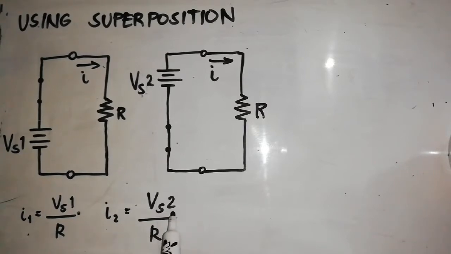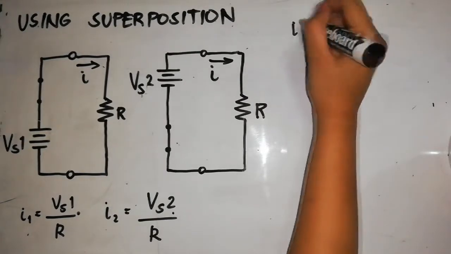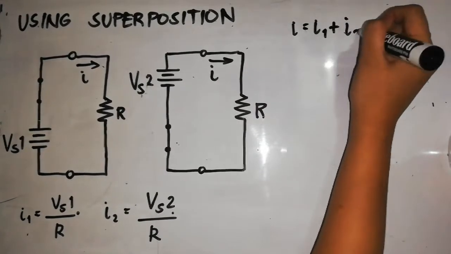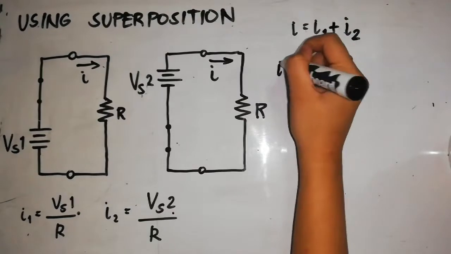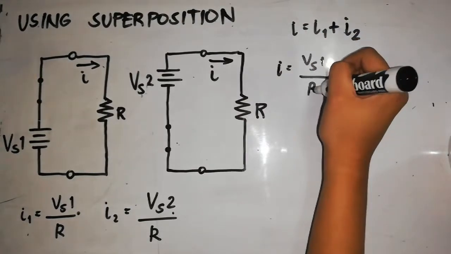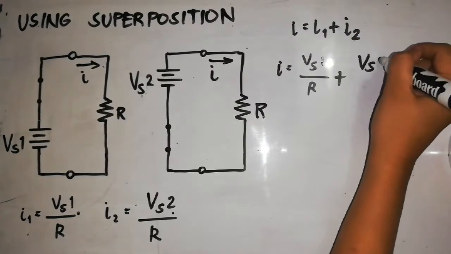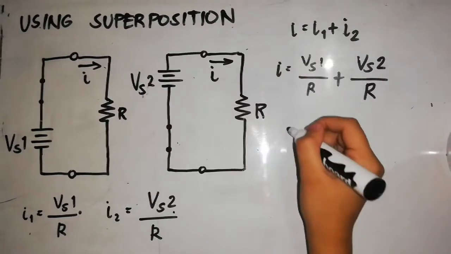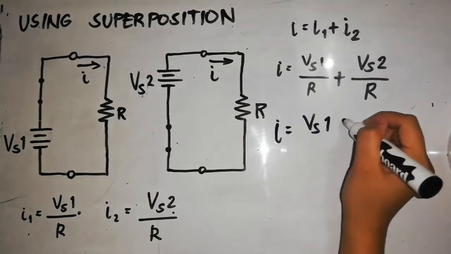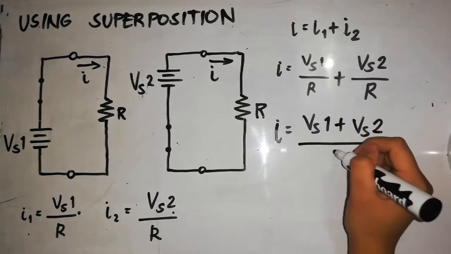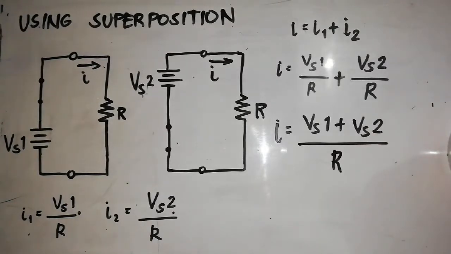The total current comes from superimposing the currents from each circuit. I is equal to I sub 1 plus I sub 2, where I is also equal to V sub S1 over R plus V sub S2 over R. It can also be written as V sub S1 plus V sub S2 all over R. Now, what we did here is called the linear superposition of two circuits.